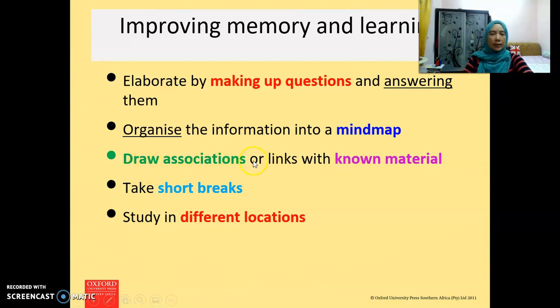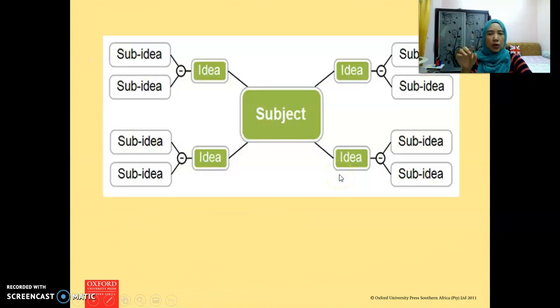So a mind map draws associations or links with known material. That means you can draw a map. For example, this is the main object, and then you link the ideas. For example, when you read the textbook, you can link the information. For example, this topic, cognition, and then cognition consists of what? Sensory memory, short-term memory, long-term memory, and techniques. So you just link the ideas, and then when you look at this on one page, you could remember the whole thing. If you put it on many pages and flip through the pages, it will take more time.